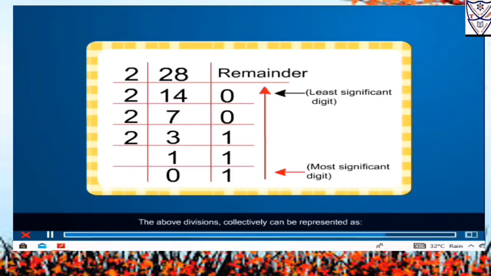The above divisions collectively can be represented as. Now start writing all the remainders from bottom to top as 11100 base 2. And the number formed so is the binary equivalent of 28 base 10.